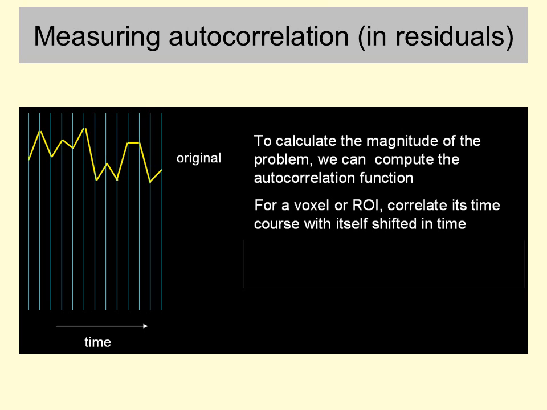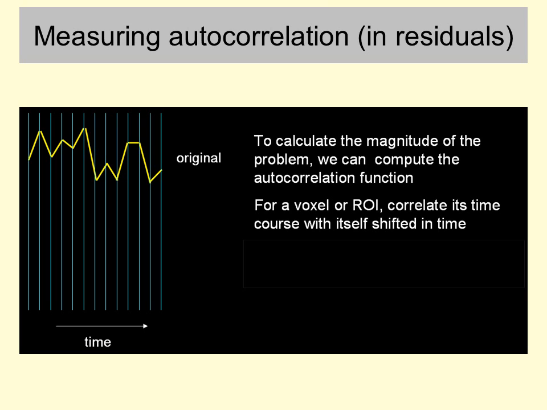Now this is why we can't do autocorrelation correction before we fit the model. We have to first fit the model in order to get the residuals, right? So that's one of the reasons I'm covering this after the other pre-processing steps and after model fitting. So if that's our original time course of residuals, what we do to assess autocorrelation is compute the correlation of a voxel time course with itself shifted in time.